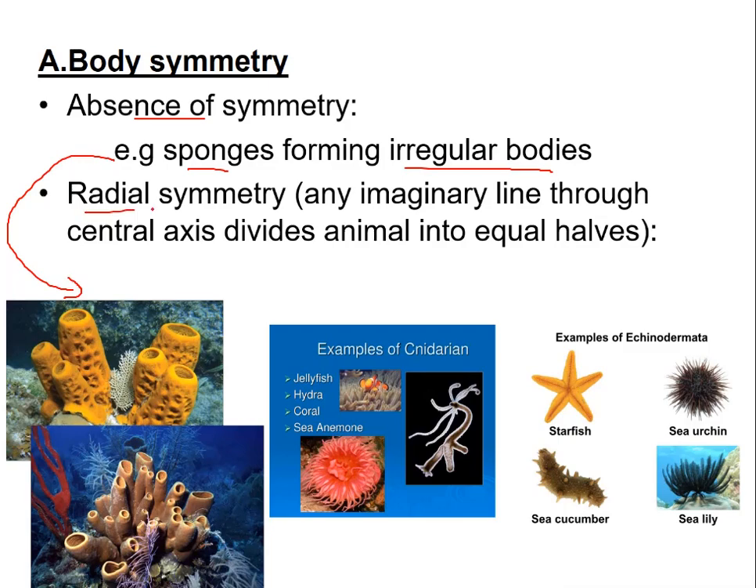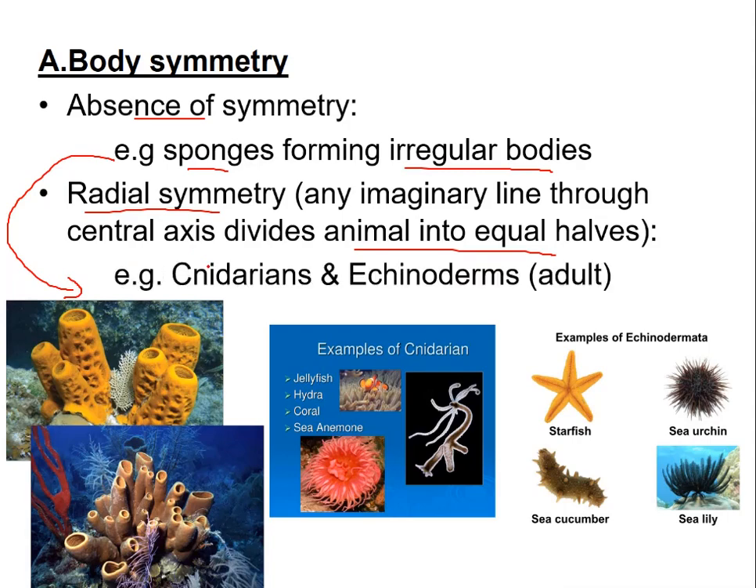Okay, some animals have radial symmetry. Radial symmetry is when any imaginary line through the central axis can divide the animal into halves. Radial symmetry is like a pizza, when you cut a pizza along many axes. Examples of organisms with radial symmetry are Cnidarians and echinoderms. Examples of Cnidarians are jellyfish, hydra, sea anemone, and corals. For echinoderms, the examples are starfish, sea urchin, and sea cucumber.